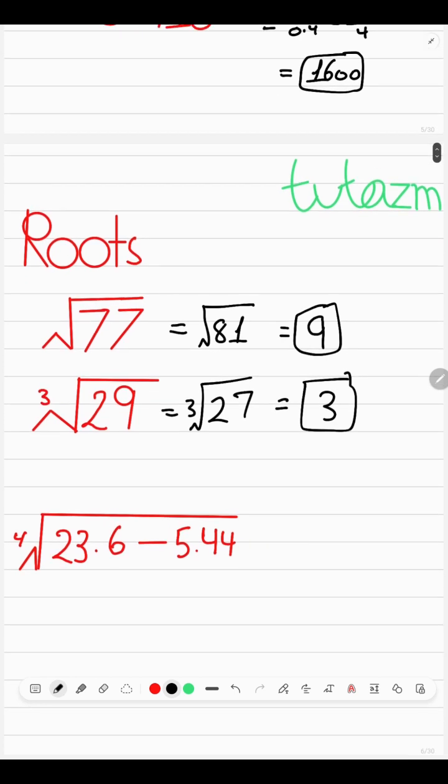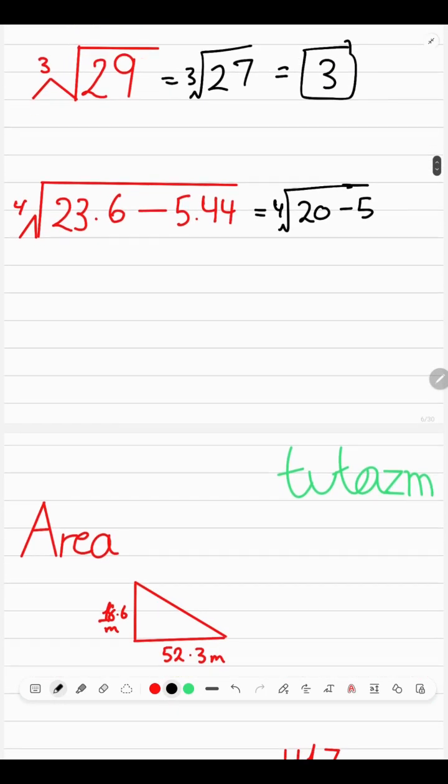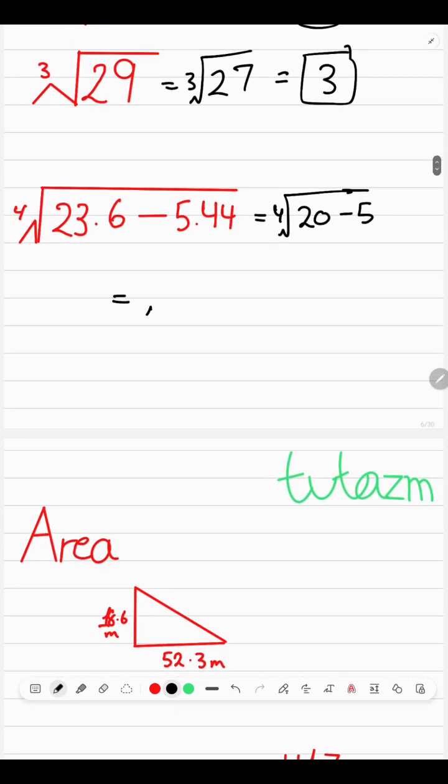In this part here we'd do the exact same thing that we were doing earlier for the inside part of the root. So we'd still have the root 4 outside, but we'd have 20 minus 5, which would give us 4th root of 15, and the closest number that has a perfect 4th root is 16, so we'll take the 4th root of 16 here, which would give us 2 as our final estimate.